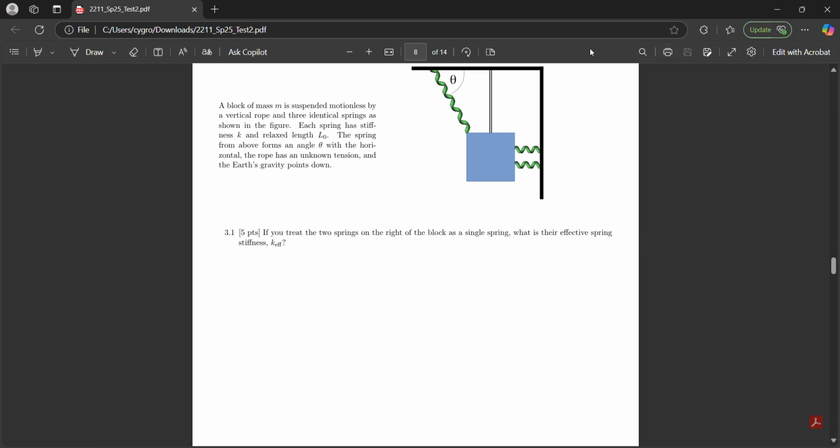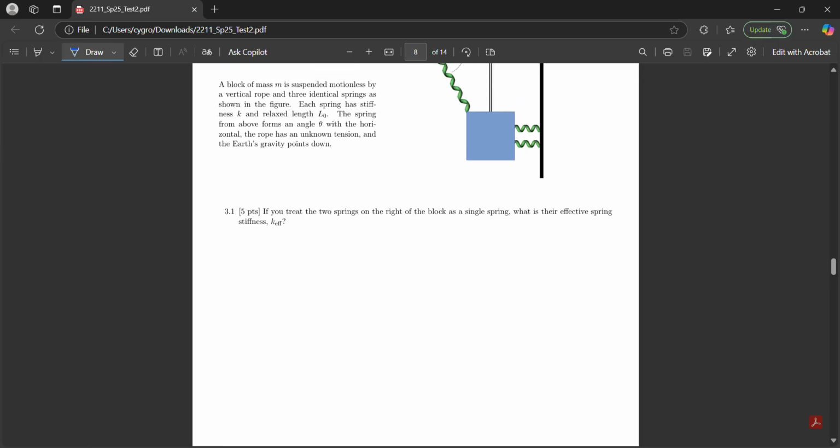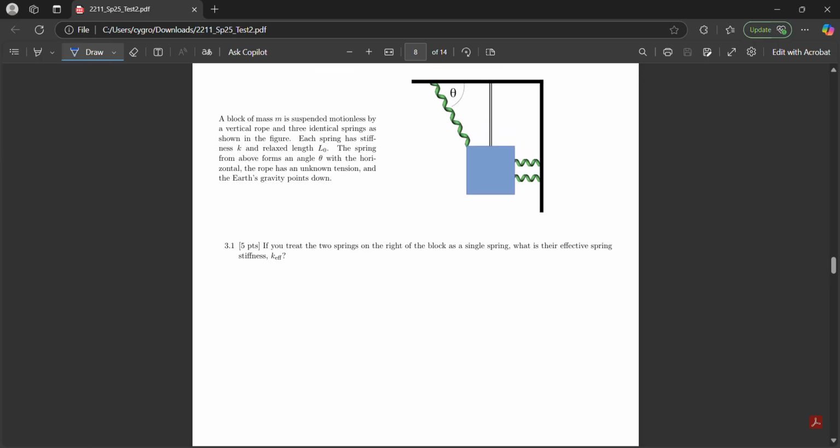I'm going to be working out problem 3 from test 2. So we can see that a block of mass M is suspended motionless by a vertical rope and 3 identical springs as shown in the figure. Each spring has stiffness K and relaxed length L0. The spring from above forms an angle theta with the horizontal. The rope has an unknown tension, Earth's gravity points down.